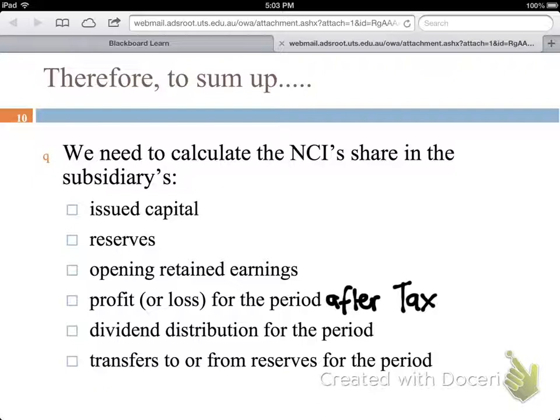So if we have issued capital, that would increase your non-controlling interest. Any reserve will increase your non-controlling interest. So retained earnings will increase, profit will increase, but when you get to dividend, it's going to decrease your non-controlling interest. Okay? Because dividends are distributed out of retained earnings. So it decreases retained earnings. When you get to transfers to and from retained earnings, no change. Okay? Because it might be that retained earnings is increasing, but another equity account is decreasing, so there's no impact on equity.